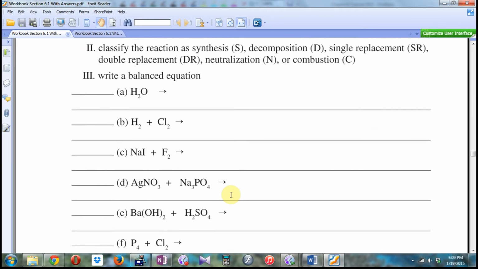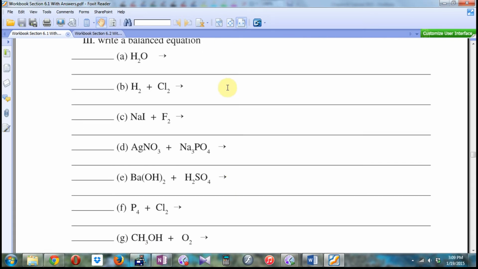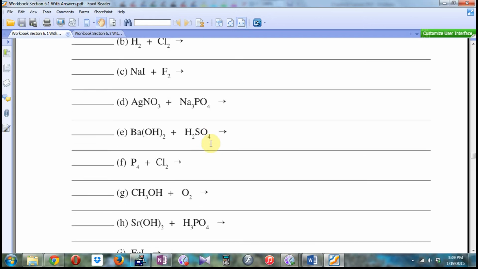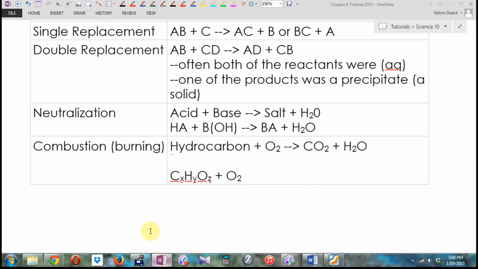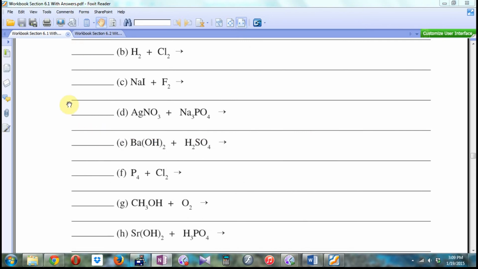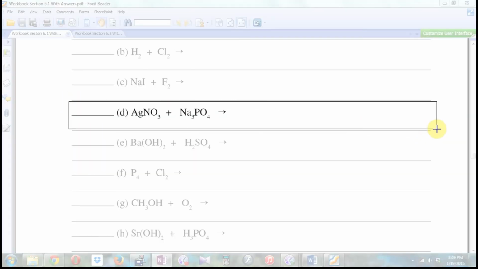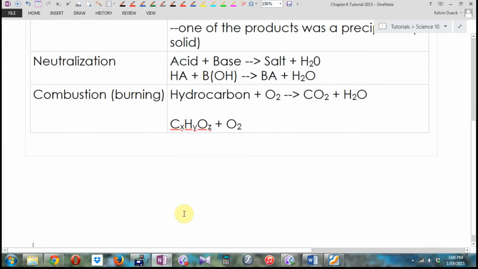I think here I said do the odd letters, so I'll do an even letter. B, D. Sure, let's do D. And this is the nice thing with this, I can clip it. And this is what I'll print for you guys after.